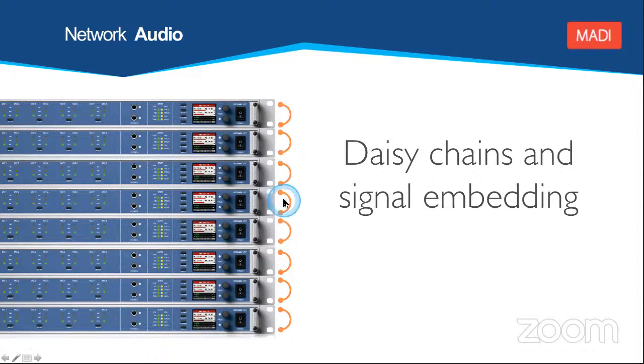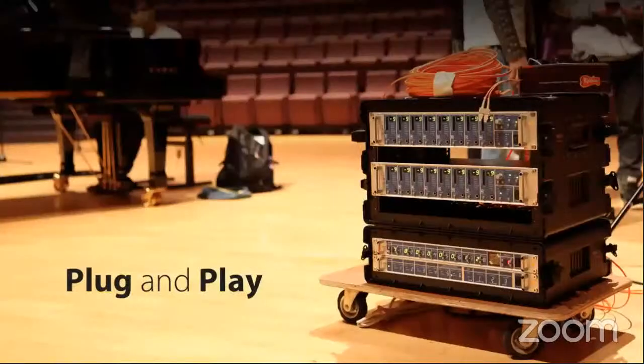When you do this with MADI, you have to set what's known as a MADI device ID so that the system knows which unit was the first, which one was the second, and so forth, so the proper delay can be put on the signal. Now, MADI is very plug and play. It's a key advantage that it has.